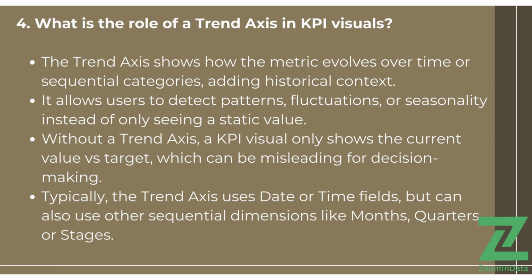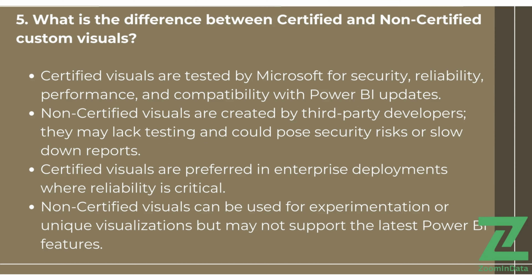Typically, the trend axis uses date or time fields, but can also use other sequential dimensions like months, quarters, or stages. Fifth question: what is the difference between certified and non-certified custom visuals? Certified visuals are tested by Microsoft for security, reliability, performance, and compatibility with Power BI updates.